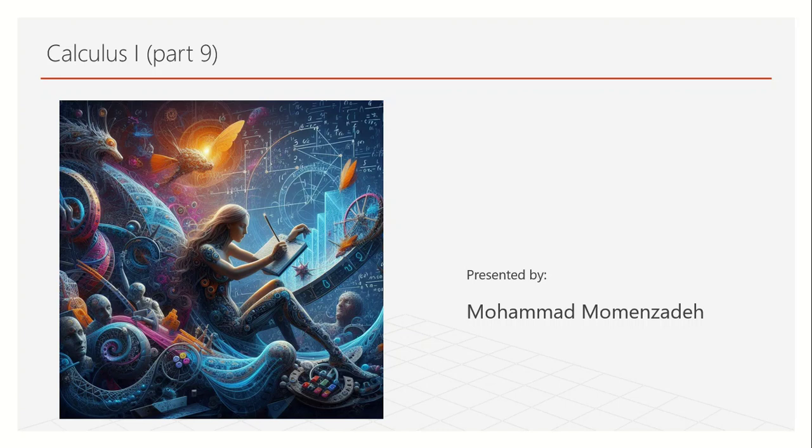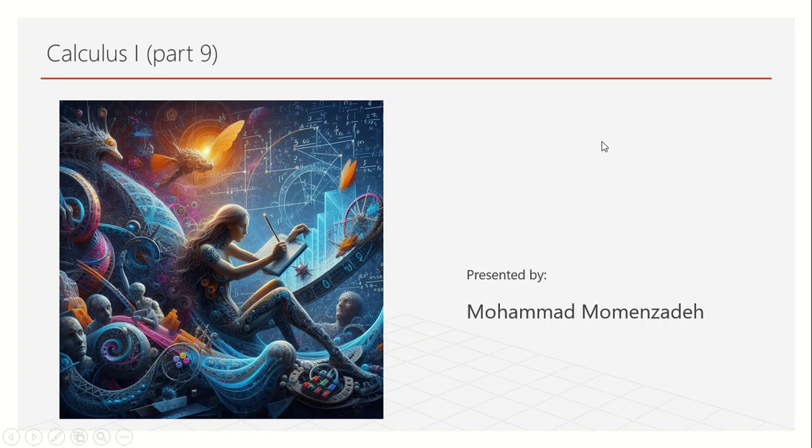Today we will discuss the remaining part of the chain rule and its application to calculate some types of derivatives, and then we will reach the implicit derivative as well. We will discuss the implicit derivative.